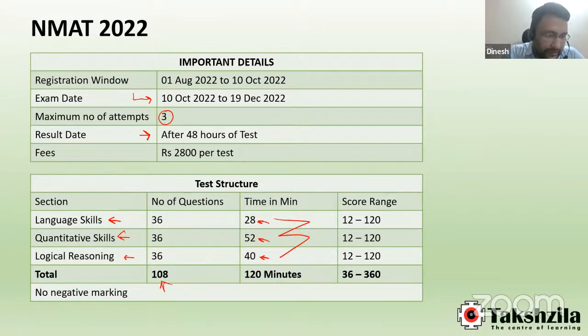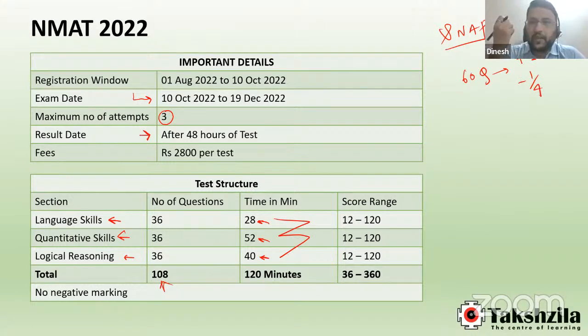Yes, Pratap. Marking schemes and marks required. In SNAP, a total of 60 questions are there. 1 mark for the correct answer and -1/4 for an incorrect answer. And for NMAT, they do not disclose how they calculate marks out of 360. But they say that they do not have negative marking. The scores are in a range of 12 to 120. The minimum score that a student gets is 36 and the maximum score is 360. But they do not disclose how they calculate marks.